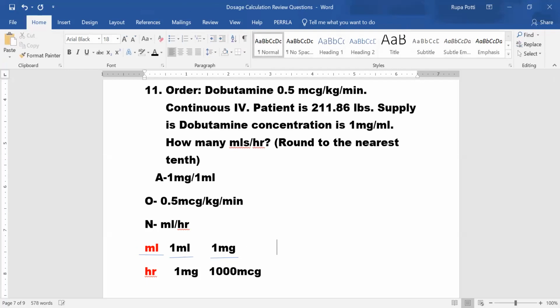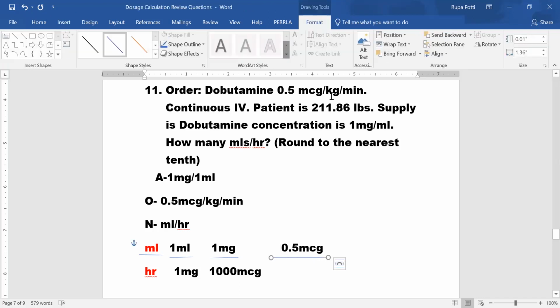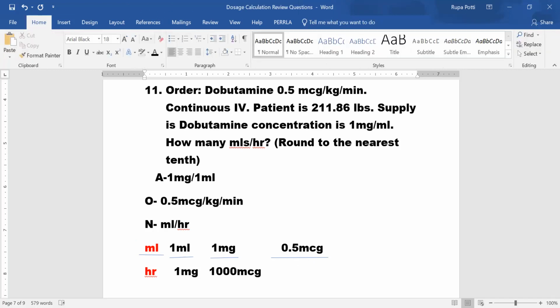Now, because I have micrograms in my denominator, I'm going to start off my problem with micrograms in my numerator. So what in the problem has micrograms? It is 0.5, right? So what is that 0.5 micrograms associated with? As I look in the problem, that 0.5 micrograms is associated with kilograms per minute. That means you're going to give 0.5 micrograms of medicine per every kilogram per minute.